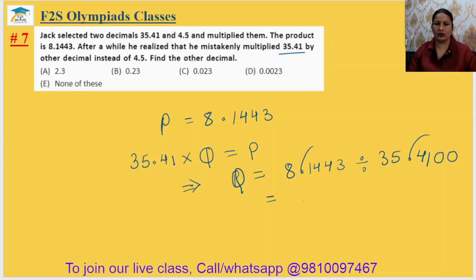What you do? So it will be 81443 divided by 354100. So you will get 0.23. 0.23. It is in the option D. So seventh answer will be option D.